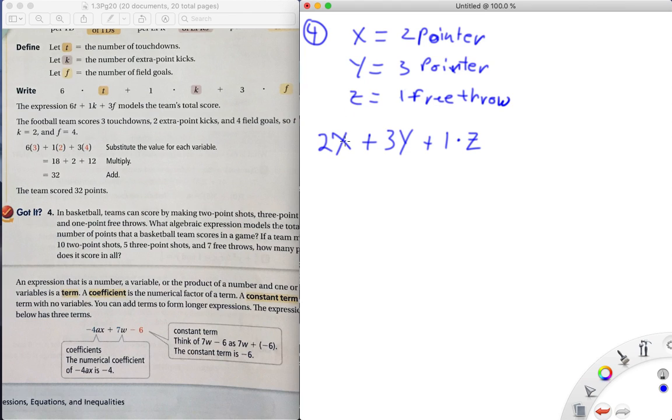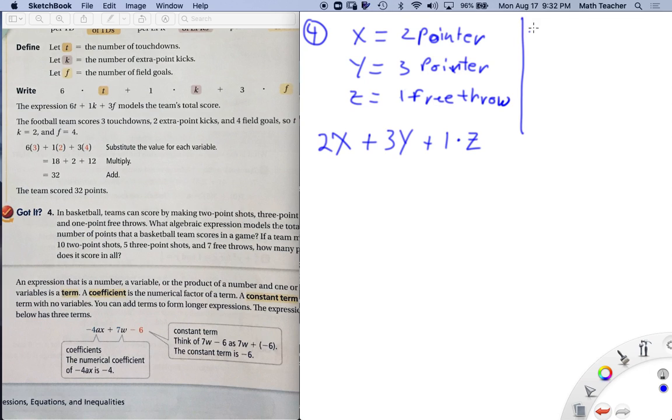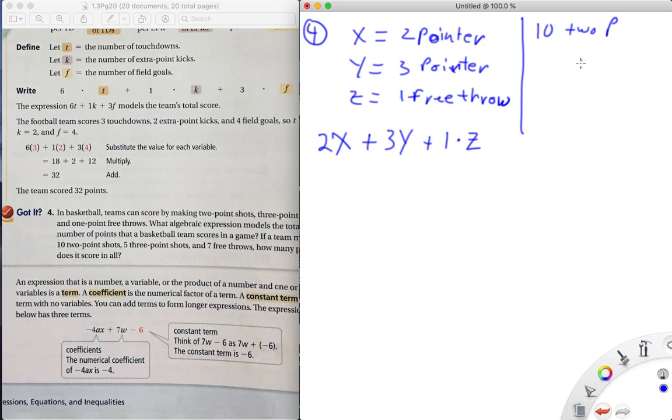So a basket is 2 points, so 2 times the number of baskets. 3-point baskets are worth 3 points, so 3 times a 3-pointer. And then a free throw is worth 1 point, so it's Z times the 1. We are told that we have 10 2-pointers. I'll put 2P. We have 5 3-pointers. And we have 7 free throws.